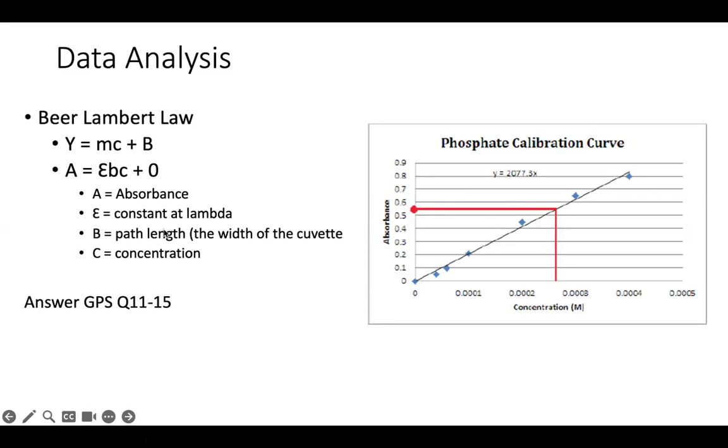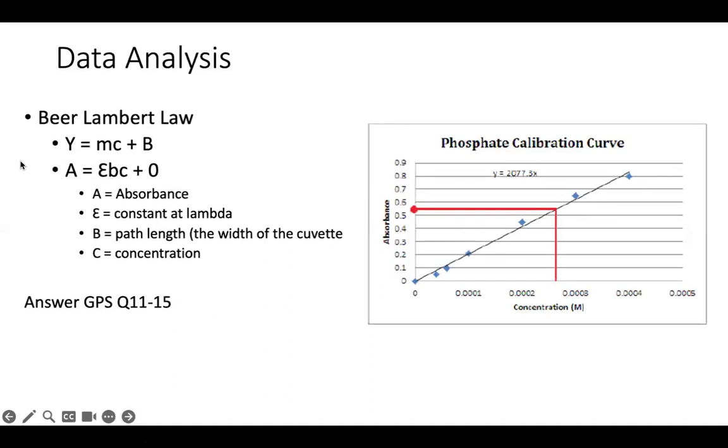Okay, so we ran out of some time today, but I'm going to discuss with you the Beer-Lambert law and the calibration curve method, which is the method we'll be using to find the concentration of our unknown phosphate solutions. So, first, the Beer-Lambert law takes the form A equals E, B, C.